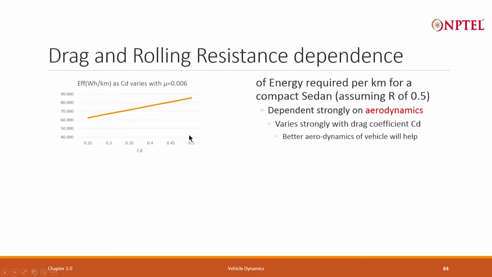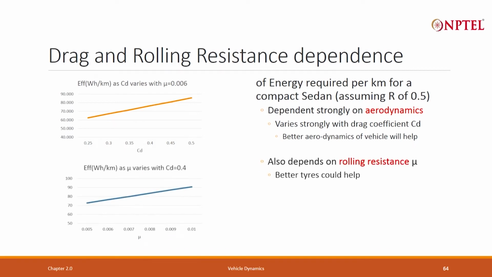On the other hand, if drag coefficient goes up to 0.5, then it goes significantly high to almost 85, 90. So, one has to be very careful with each of the parameters; this is called sensitivity analysis. I have to be very careful that my CD does not go up, CD is as low as possible. Similarly, I fix a CD and start varying the mu, the rolling resistance this time.